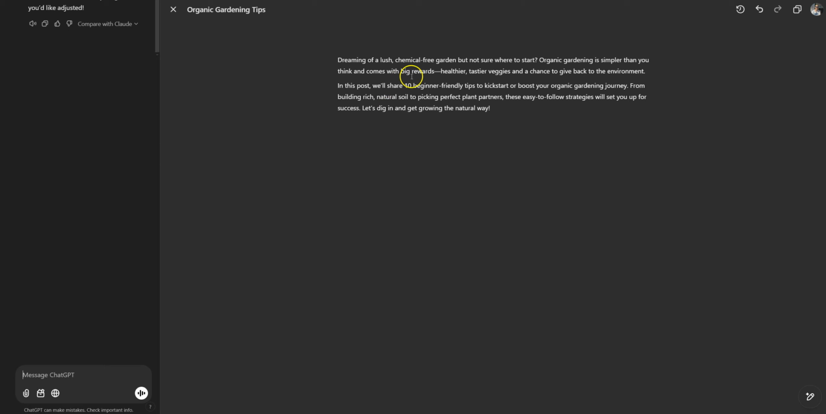Dreaming of a lush, chemical-free garden, but not sure where to start? Organic gardening is simpler than you think. So there we go, saying the word simpler than you think. Beginners, that works perfectly and comes with big rewards. We'll share 10 beginner-friendly tips to kickstart or boost your organic gardening journey, from building rich, natural soil to picking easy to follow. Again, aiming at beginners.